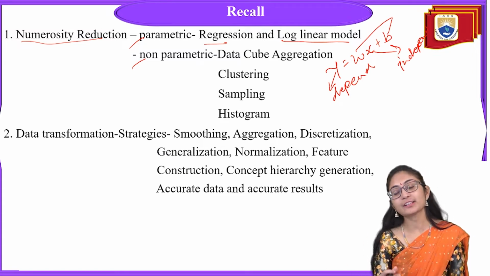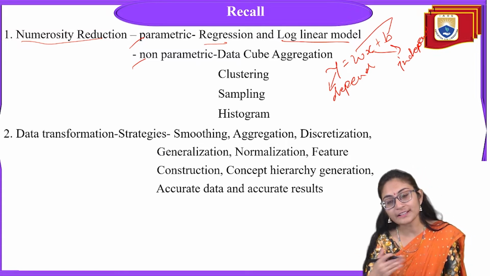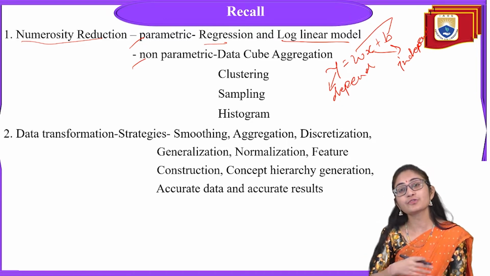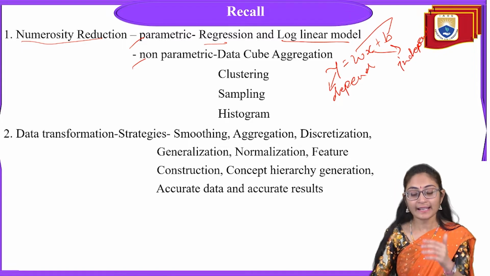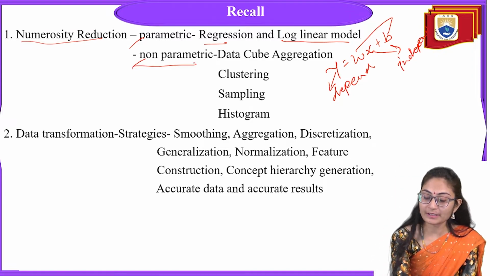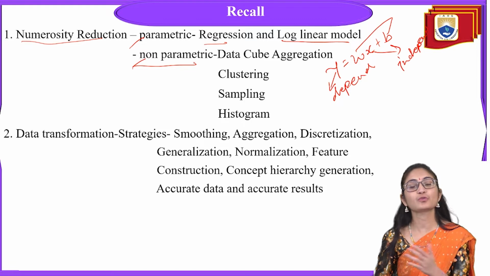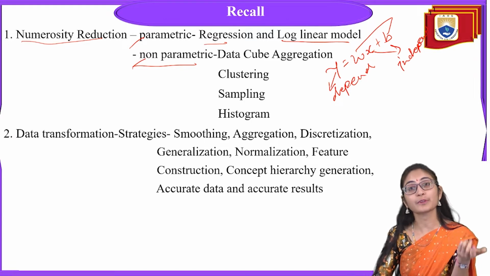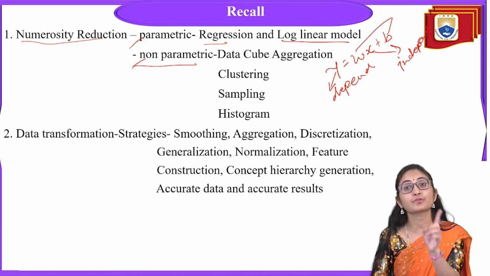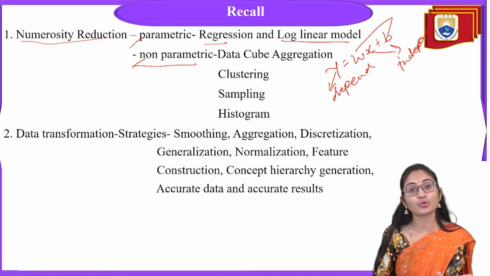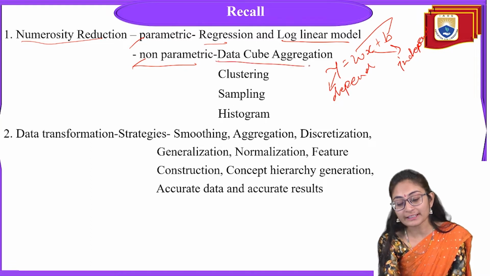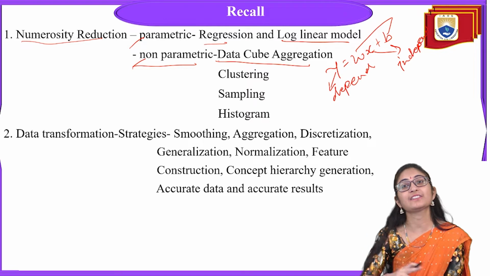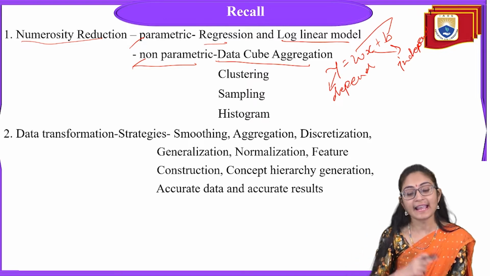Then the log linear model is used to estimate the probability which is used for reducing the data. Now we will move to non-parametric. In non-parametric methods, there is no need to focus on models and parameters. You have to focus on your data. That means you have to store that data in the form of data cube aggregation. You can even save your data in the form of clustering, sampling and histogram.